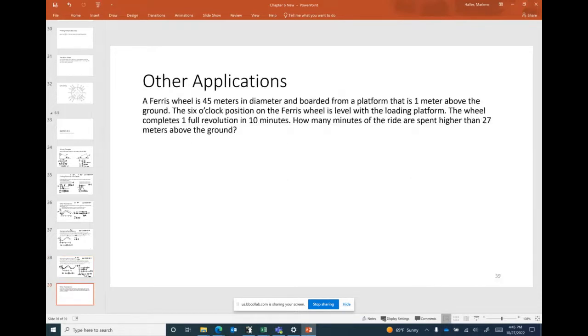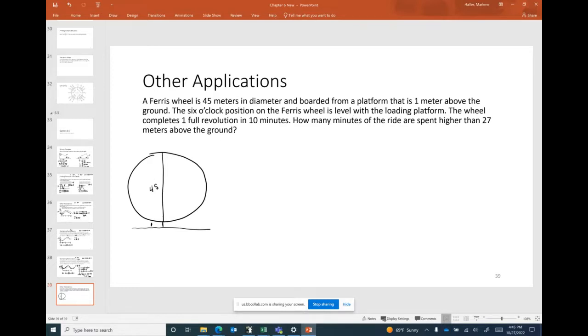So there is one more application that I wanted to show you. I want to come back to our Ferris wheel application. Remember that one? All right, so here we have a Ferris wheel. It's 45 meters in diameter. That looks more like a Ferris wheel. It's boarded from a platform 1 meter above the ground. Okay, so there's the ground. That's 1 meter. The 6 o'clock position is level with the loading platform.